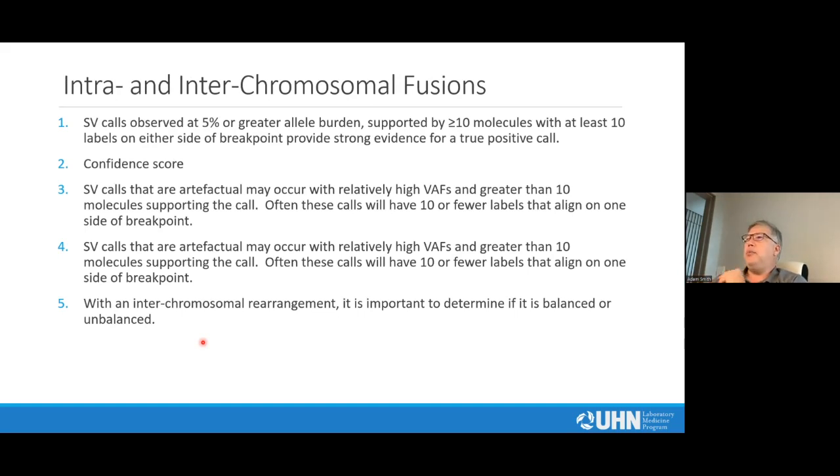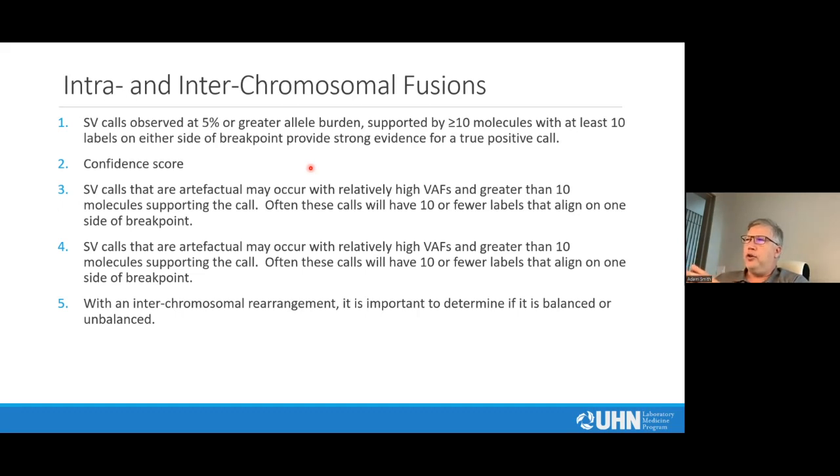Okay, so again, quickly just to go through the intrachromosomal fusions. We want to make these calls based on 5% or greater allele burden supported. So that's VAF, supported by greater than or equal to 10 molecules. And then of that, on the actual map itself, we want to have at least 10 labels on either side of the breakpoint to provide strong evidence for a positive call.